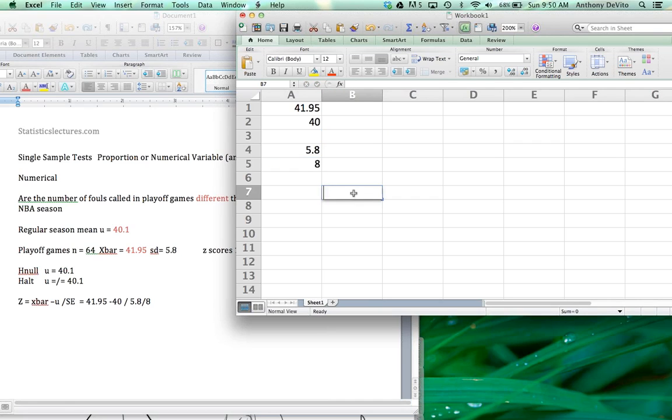And let's see what we got. This is going to be equal to this minus this, put them in parentheses, divided by 5.8 over 8. I'll put that in parentheses too just to make sure. I think it would work correctly because they're all the same order. But okay, so I get a z-score of 2.68.